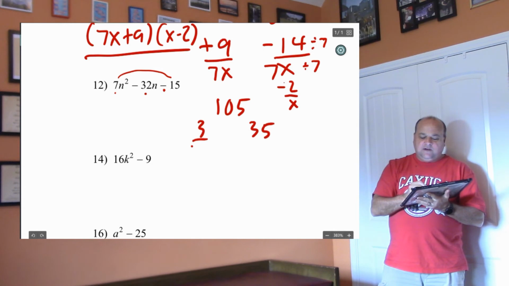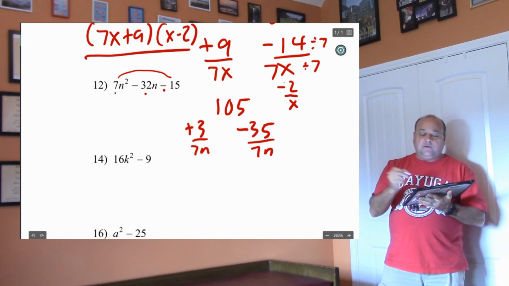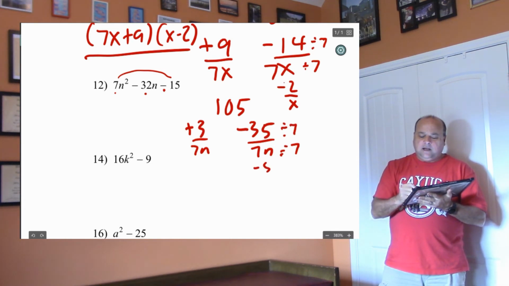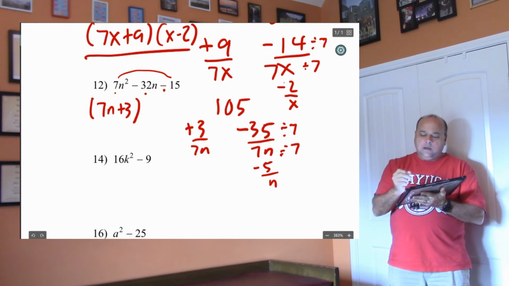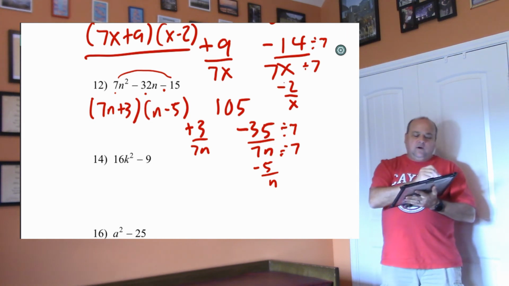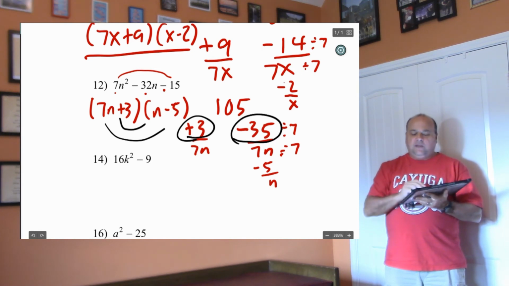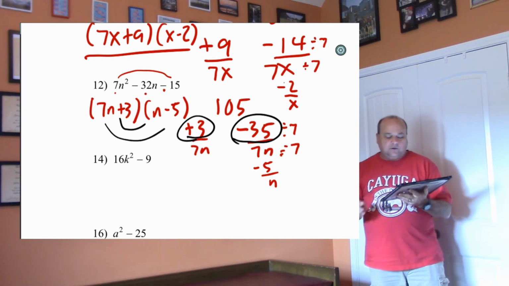And then I'm going to put 7 in on the bottom. And then the 35 needs to be negative. The 3 needs to be plus. These divide by 7. And I'm going to get negative 5 over n. So my parentheses will be 7n plus 3 and n minus 5. Remember, if we did the full and checked it, we would get plus 3 and minus 35, wouldn't we? These numbers right there are what you get with the full. This would all work out if you multiplied. You go straight up to the answer.